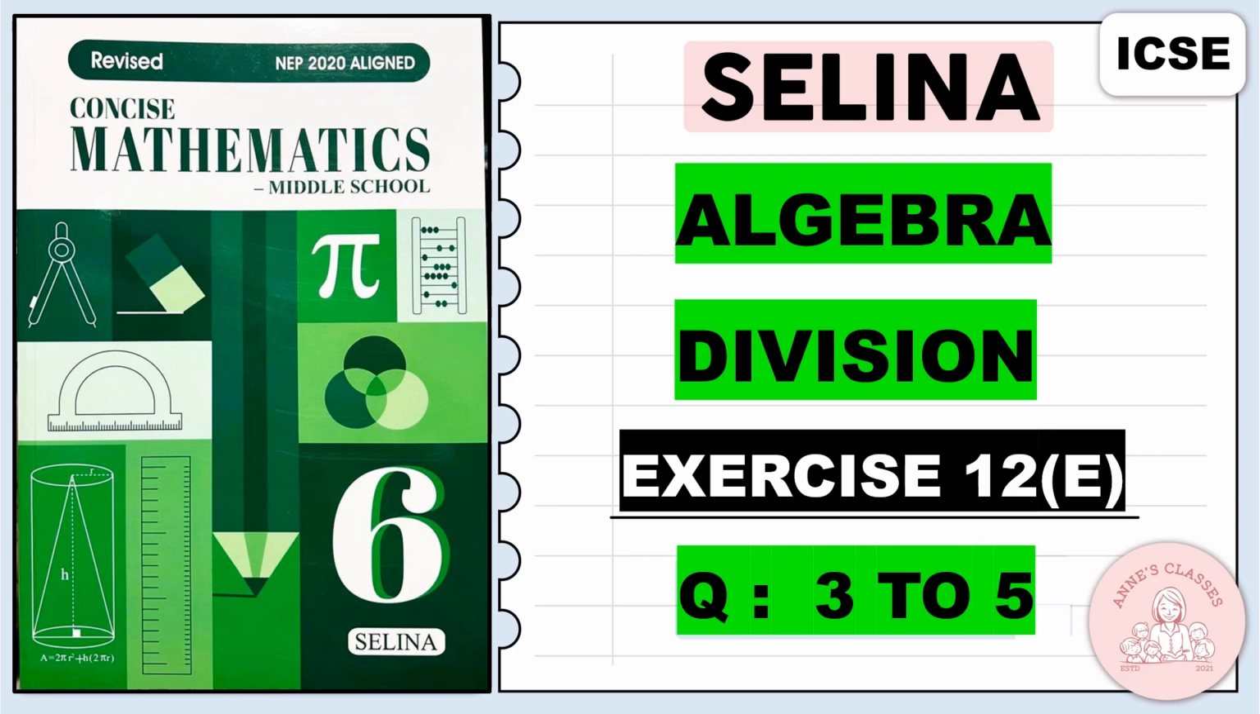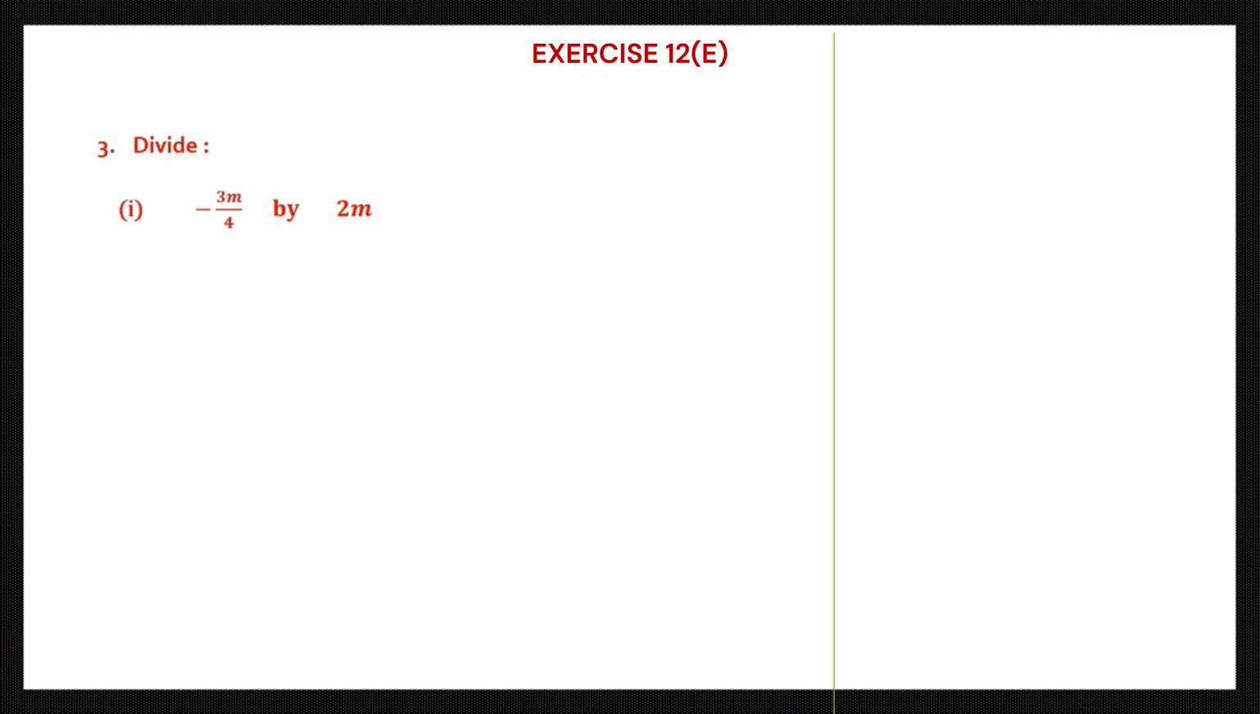Let's do Fundamental Concepts Algebra, exercise 12E. Question 3, divide. We have minus 3m by 4 divided by 2m. So we can make this 2m a fraction by giving it a denominator 1, and we can consider this to be a division fraction sum.